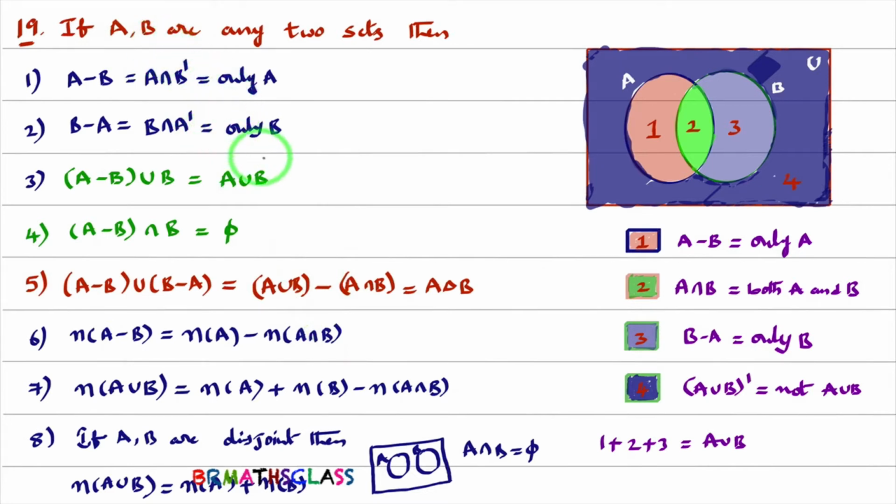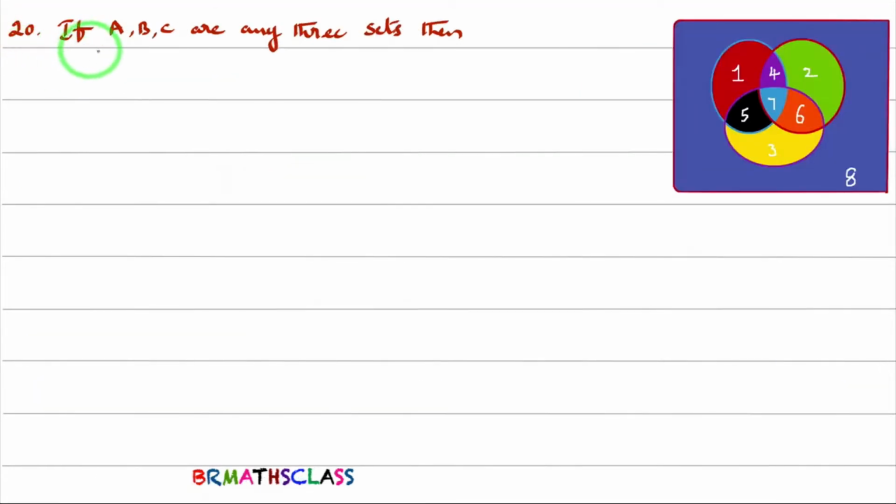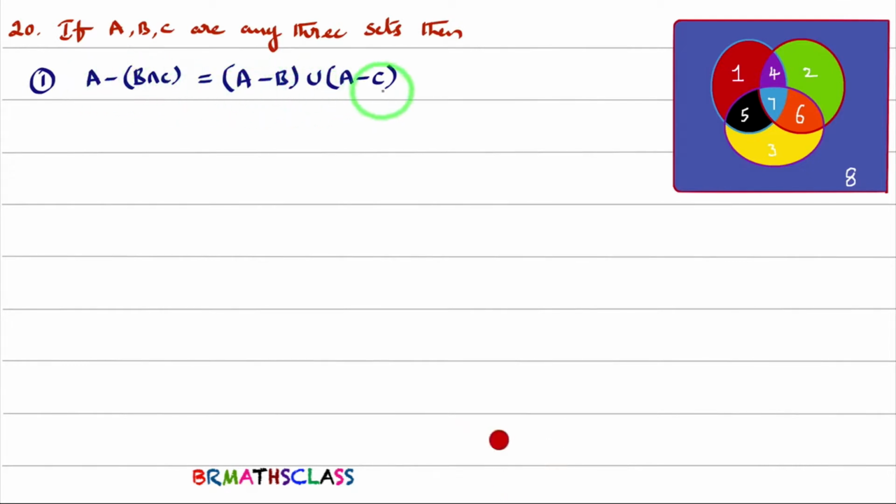Now, in 20th synopsis, we will learn the relation between the sets when three sets are given. 20th synopsis: if A, B, C are any three sets, then the relation between these sets. Please see this result, A minus B intersection C. See here intersection is there. A minus B intersection C is same as A minus B union, please observe here union is there, A minus B union A minus C. This is the result you need to remember.